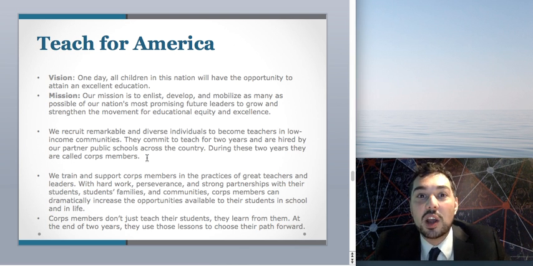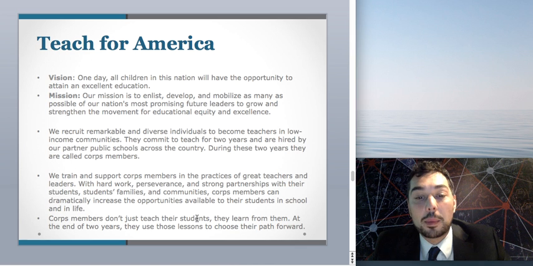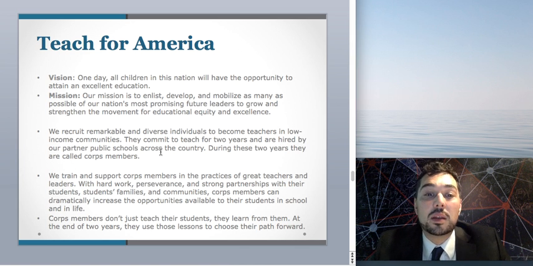So now you get a better sense of who their target customer is, who they actually serve, and again, whether they buy something or not, they're a customer, and who you do it for and how you do it. "We train and support core members in the practices of great teachers and leaders. With hard work, perseverance, and strong partnerships with the students, families, and communities, core members can dramatically increase the opportunities available to their students in school and life." So here we have one stakeholder and one customer being the core members. And then here you notice that they actually include students, families, and communities as an additional customer, an additional stakeholder.